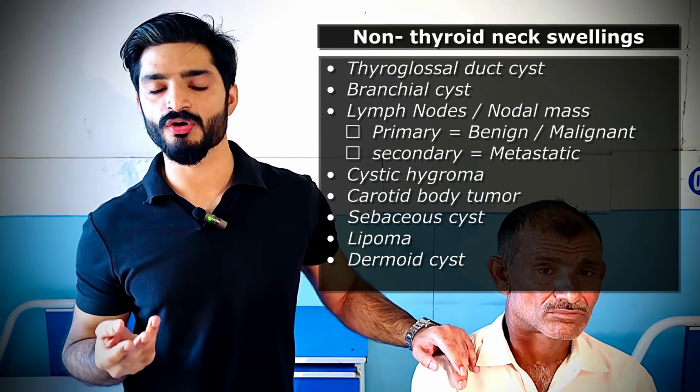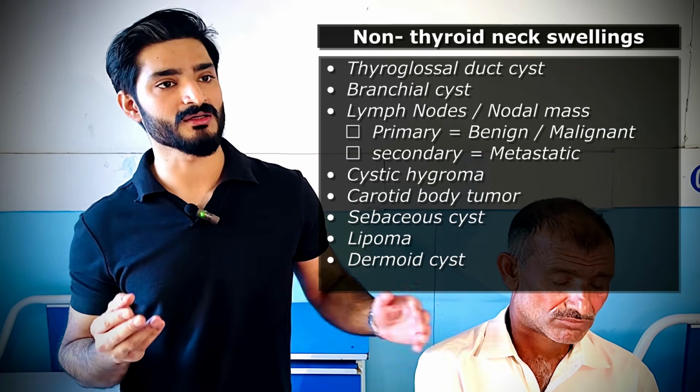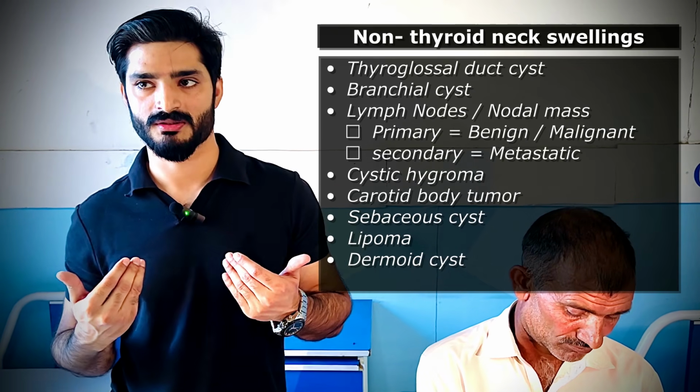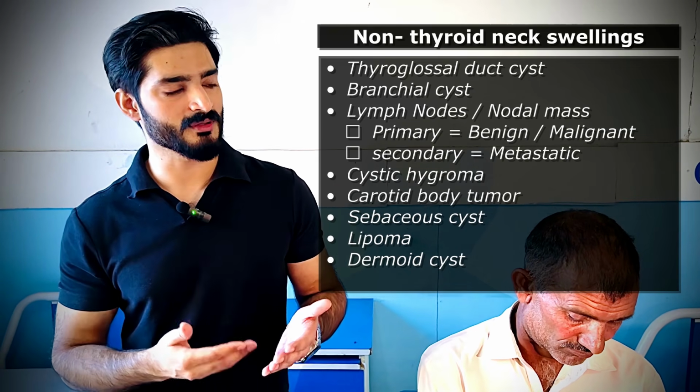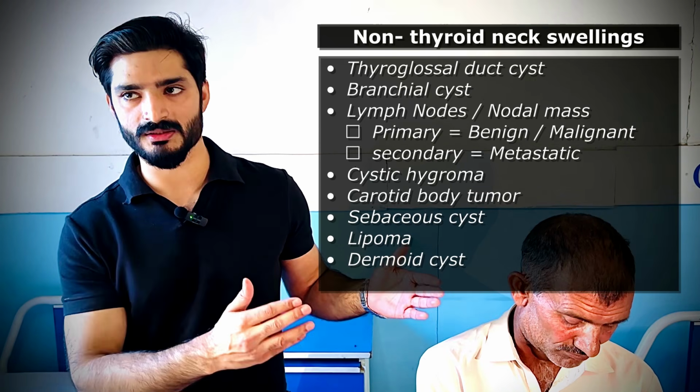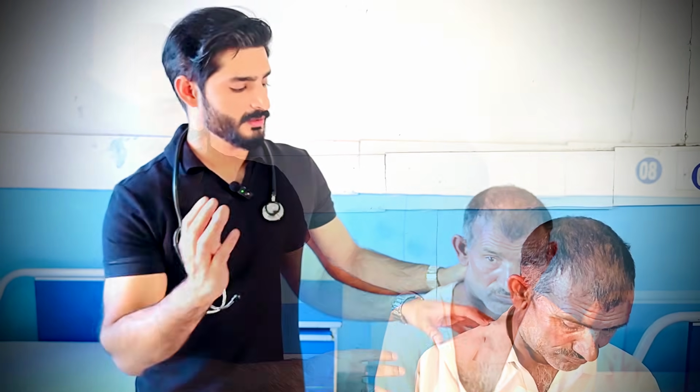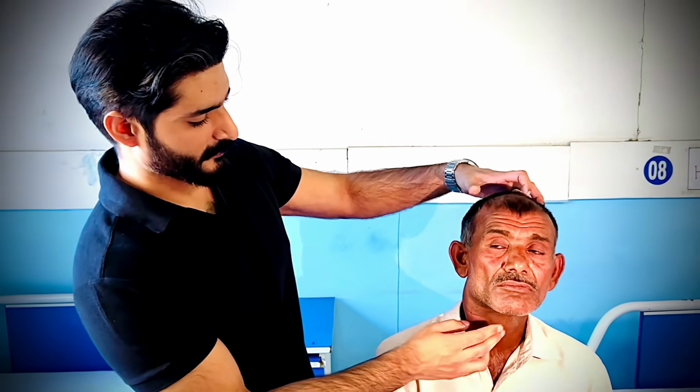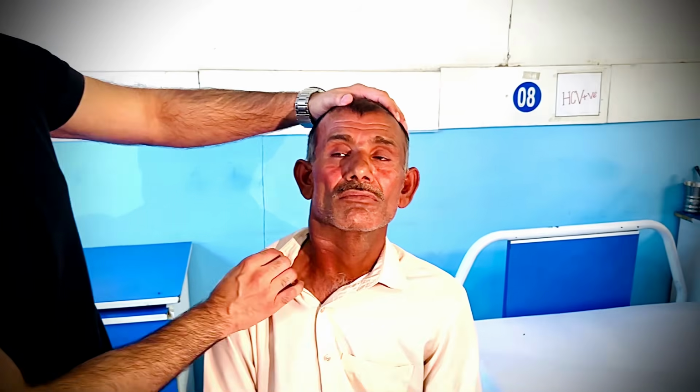So the protocol of non-thyroid neck swelling is different from the thyroid swelling. We will discuss and do the examination in that context in this patient. What is the command in case of neck swellings? Command is to examine the swelling in the neck of this patient and do the relevant examination. Okay, so if you look closely in this patient, there is swelling over the lateral aspect of the neck.